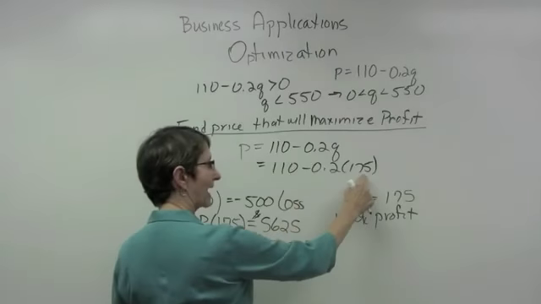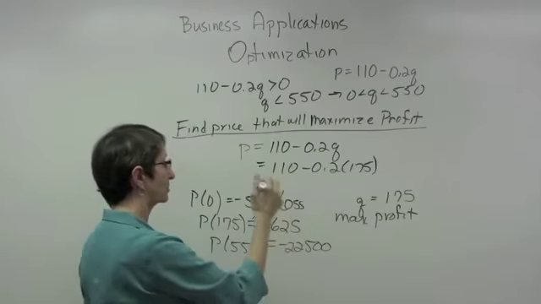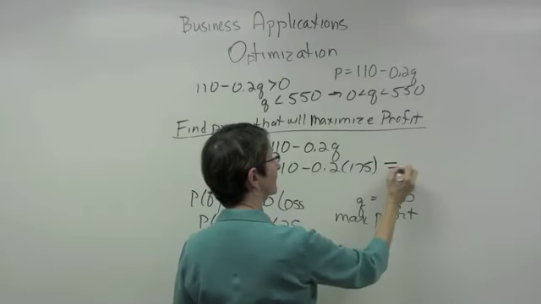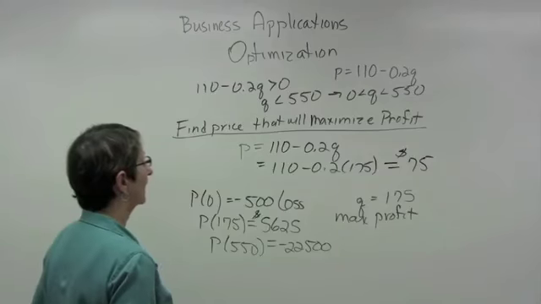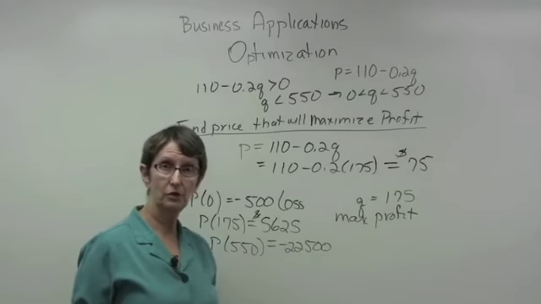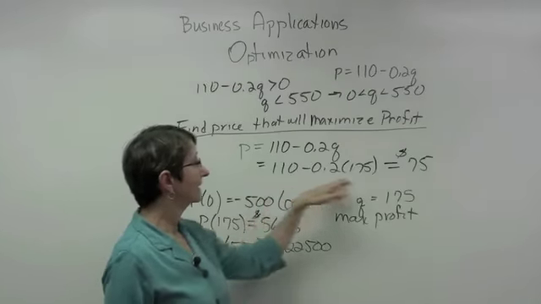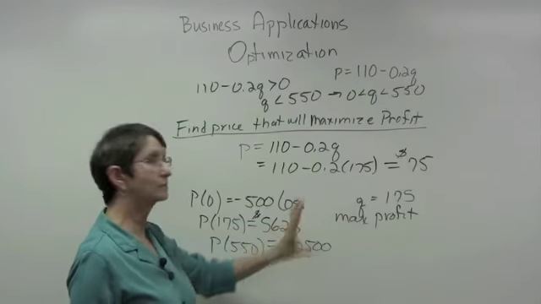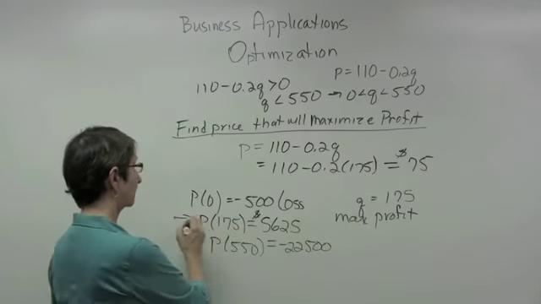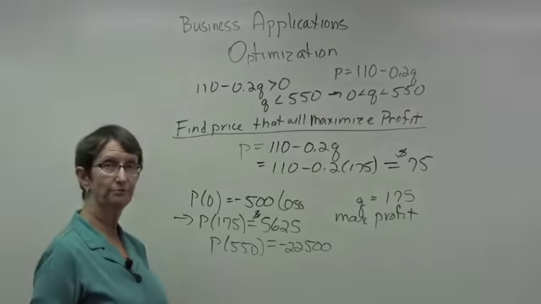So when you multiply out here and subtract from 110, we find out that the price is $75. So it cost them $40 to make a television. That was our variable cost. If they sell it for $75, that will give them the maximum profit of $5,625.